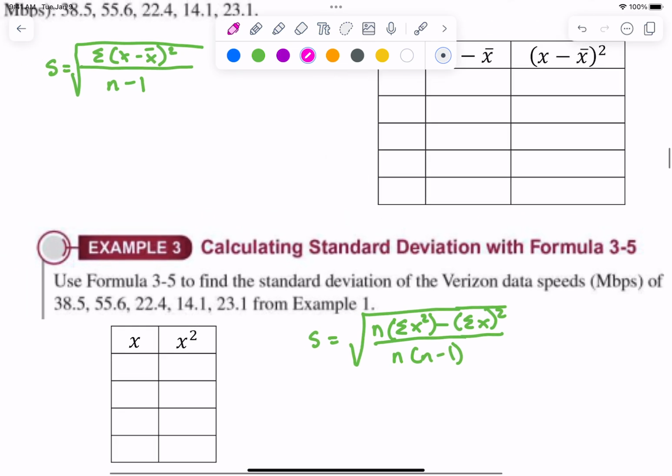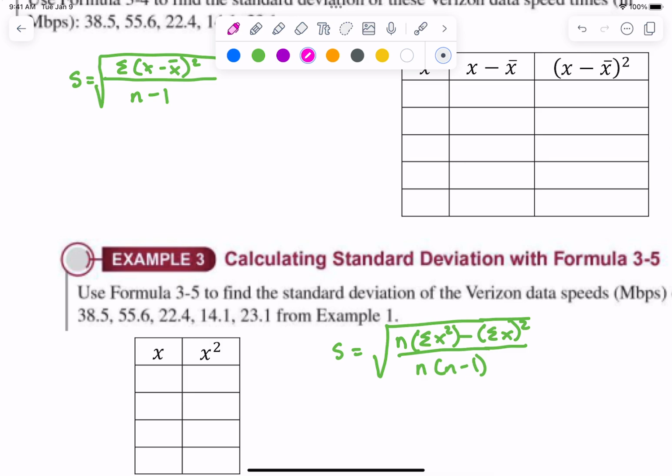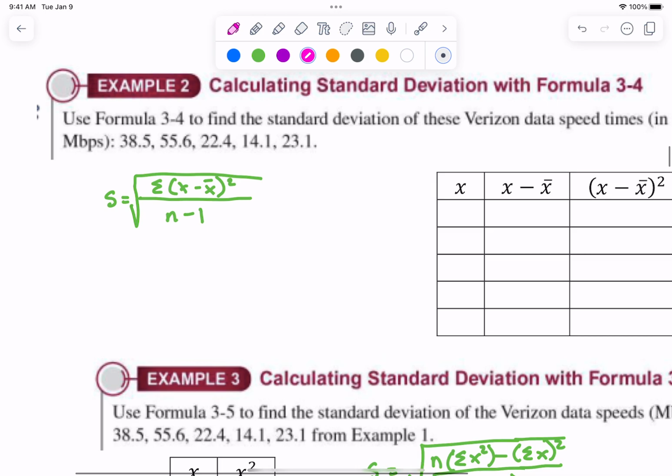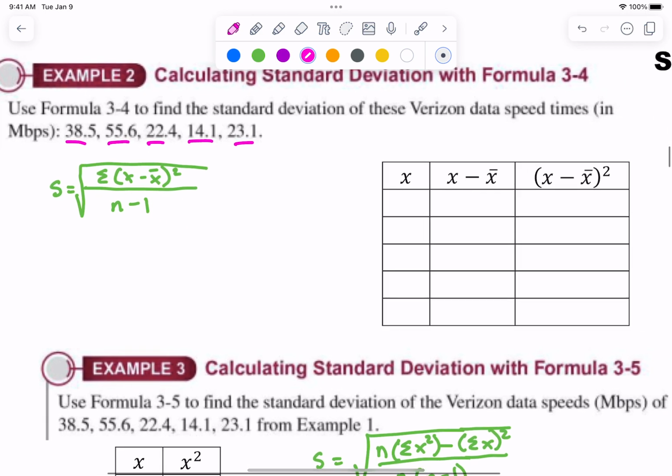Okay, the second one looks like the uglier formula, but it is not that bad. All right, here we go. These are our data values. We don't necessarily have to have them in order. Do you want them in order? Sure. Okay, let's do it. Because sometimes it's easier to see the trend. 14.1, 22.4, 23.1, 38.5. We only have 5 numbers. And 55.6.